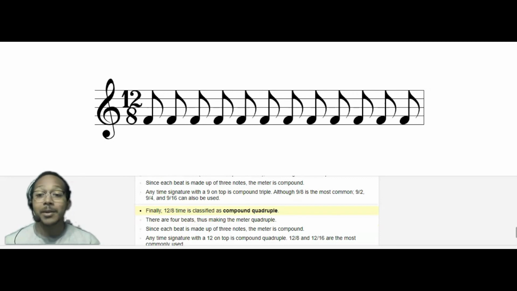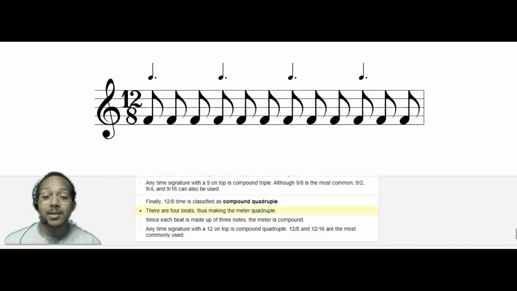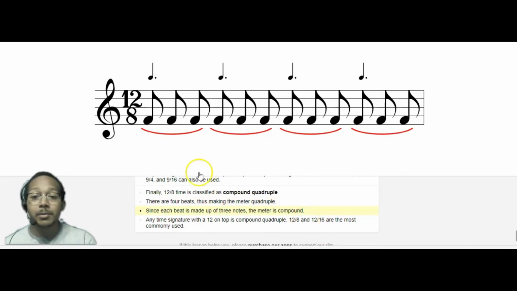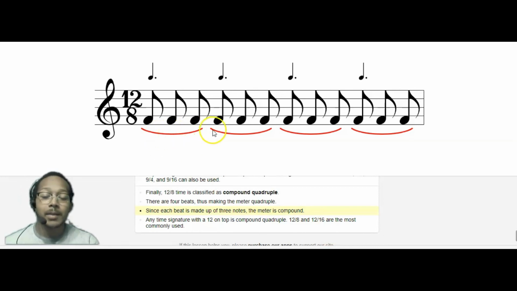And lastly, we're going to look at 12/8 time signature. We know the 12 on the top tells us there are 12 beats in the measure. The 8 on the bottom is going to tell us that the 8th note gets 1 beat of sound. And this is compound quadruple because there are 4 beats. That is why we call it compound and quadruple. Each of the beat groupings is made up of 3 notes, helping us identify that the meter is compound.